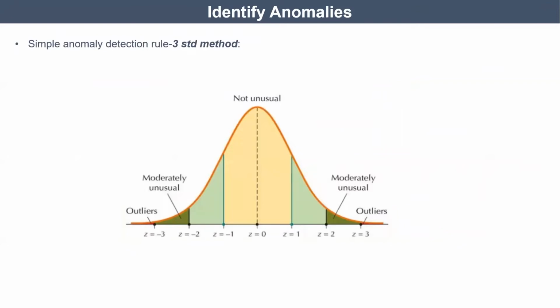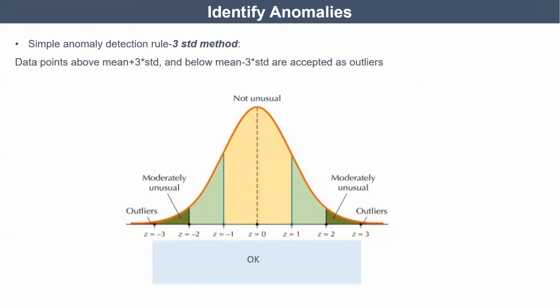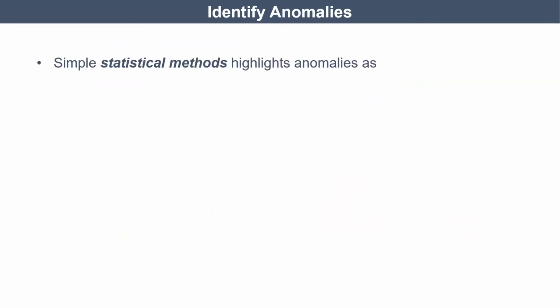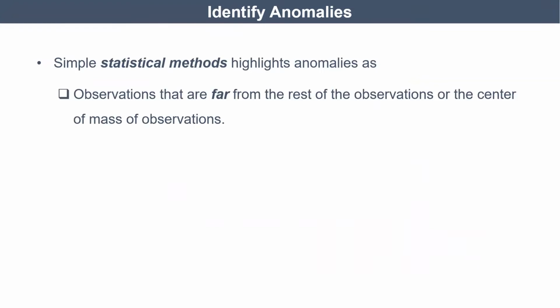Similar to the interquartile range method, there is also the standard deviation method. So we say, when the observations are beyond the mean plus or minus 3 standard deviations, then we call them outliers, or they are abnormal. The two methods I mentioned are really simple statistical methods. They are used in Six Sigma methodologies as well.